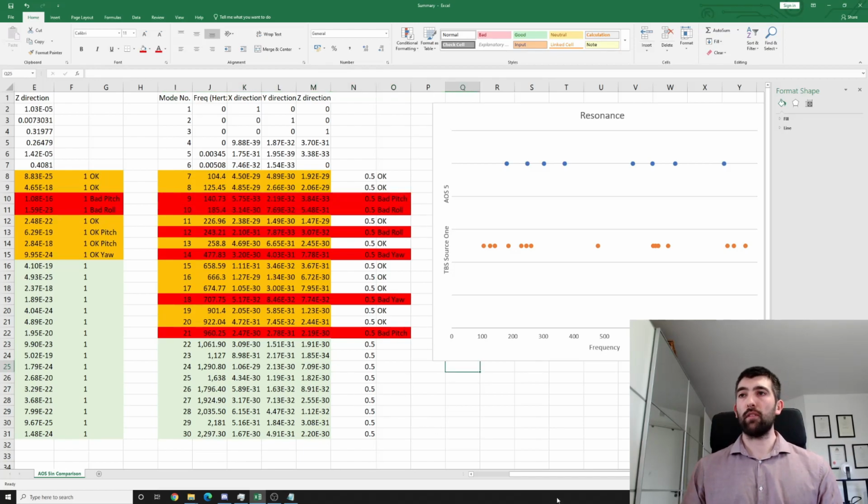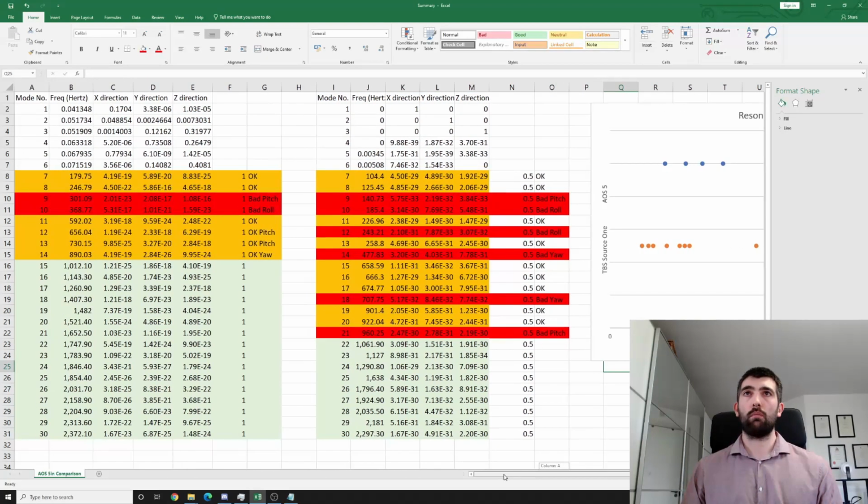So we've talked a bit about the TBS Source One, and I want to show you a frame design that I've been working on that hopes to address some of these issues. So if we come over here and look at my frame design, which some of you who've been watching the FPV subreddit might have seen, we have a very different story when it comes to resonance.